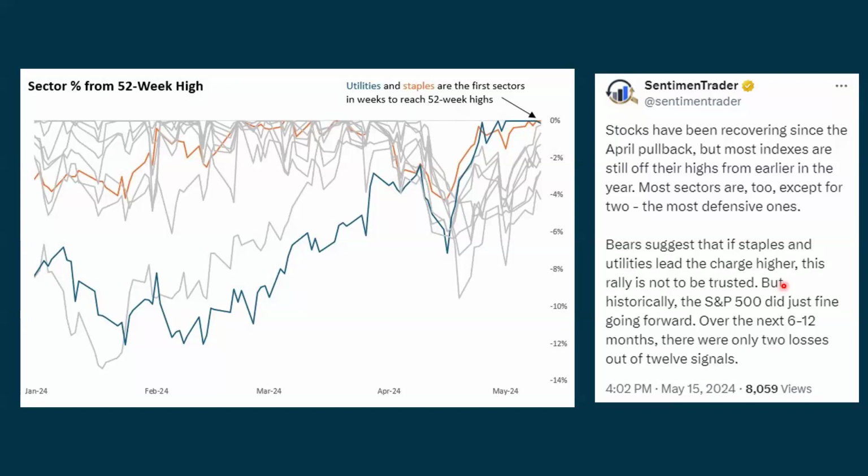And I've been bringing that out in the daily video. But historically, based on what he's found, the S&P did just fine going forward. Over the next 6 to 12 months, there were only 2 losses out of the 12 signals. So yeah, this is different, and we're wondering if we're changing the climate a little bit inside of the stock market. And this can mean, because this is what we saw right at the end of 2021 before we ran into 2022. And so that's bringing up some warning signs right now, but it doesn't always necessarily mean it's going to lead to something negative. We just want to keep an eye on this.